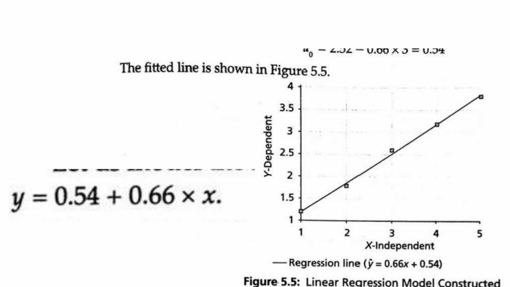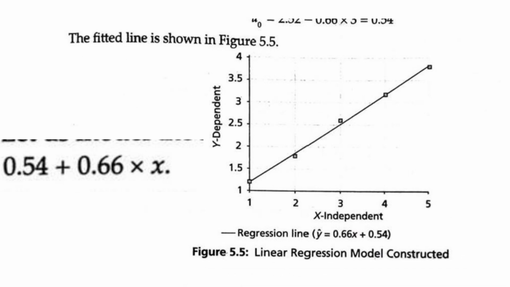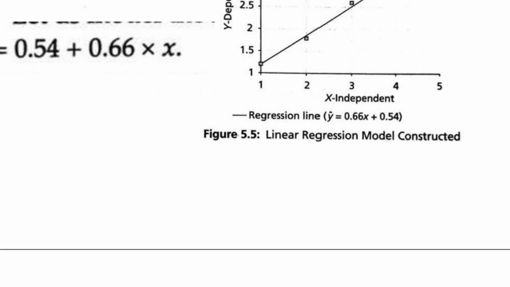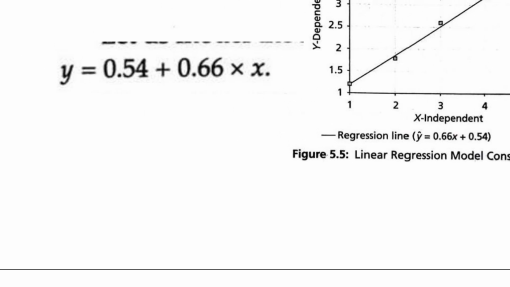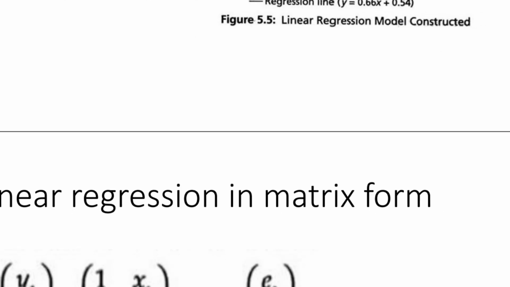If x value is given, we can easily find out the y, that is the predicted value. Many points lie on the line, but some points may not be on the line. So when these points are not on the line, our intention is to reduce the errors. So y hat equal to 0.54 plus 0.66 into x.